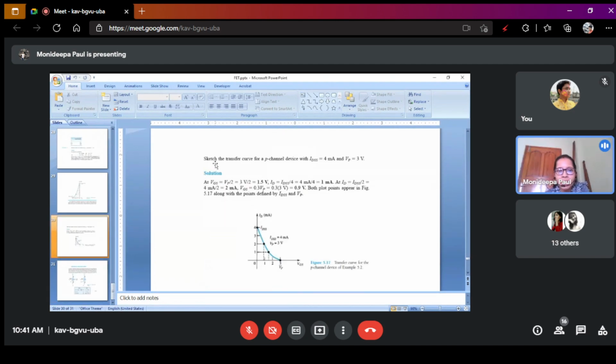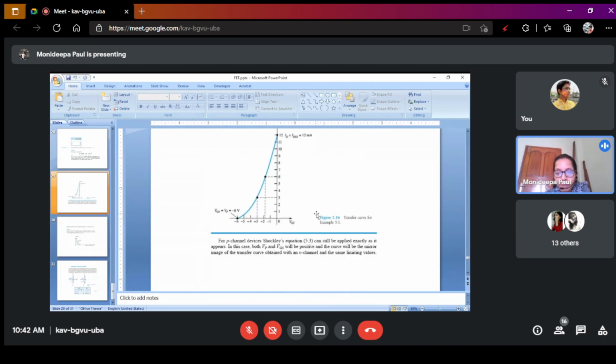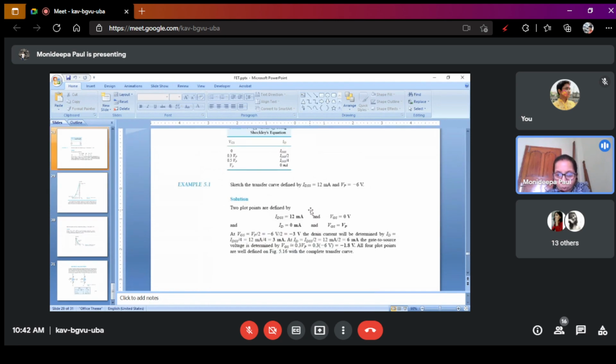This is the next problem. Sketch the transfer curve of a p-channel device. One thing you should remember: when you calculate the values of VGS, IDSS, ID, etc., you should apply the magnitude and, at the same time, the sign convention. Otherwise, you get the wrong value and your curve will be wrong. So here you see magnitude and, at the same time, sign.